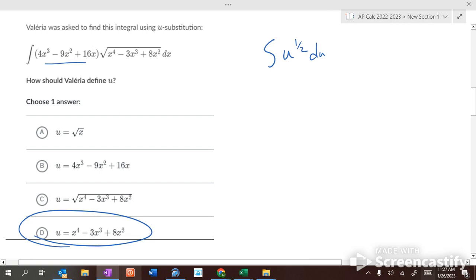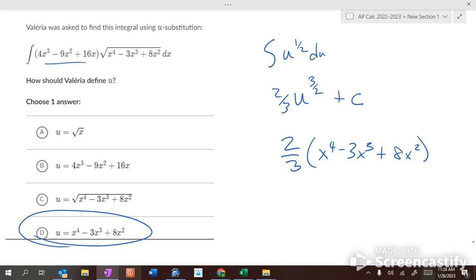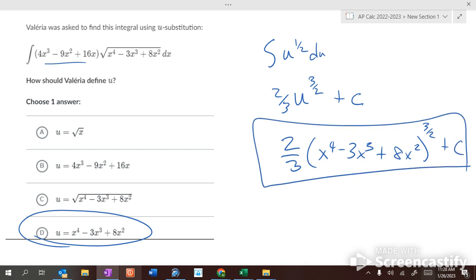Okay. So how do we integrate that? U would be to the what power after we integrate? 3/2. So what would we put in front? 2/3 plus c. So it's 2/3 times x to the fourth minus 3x cubed plus 8x squared to the 3/2 plus c. That's how we integrate using U substitution. Okay?